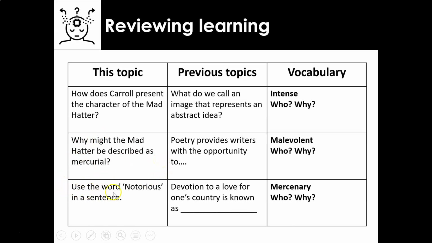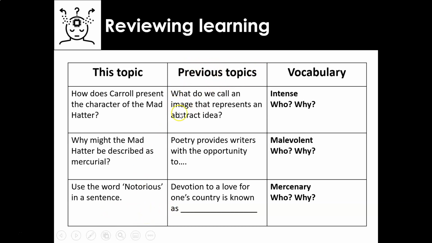We might have used the word notorious in a sentence, maybe to describe somebody, for example, like Jack the Ripper. I know we've been looking recently at how if somebody is notorious, they seem to become well known for their bad deeds and things they've done wrong.